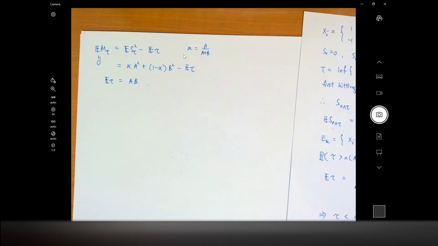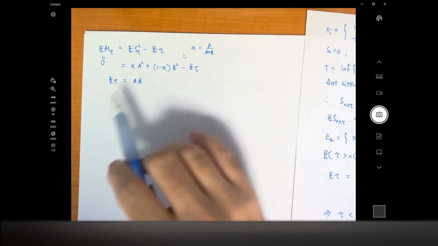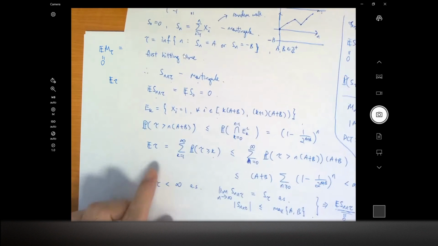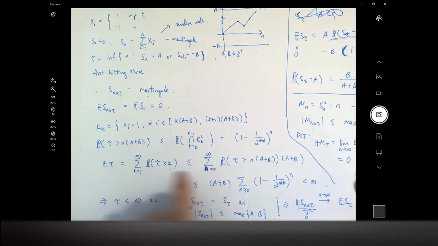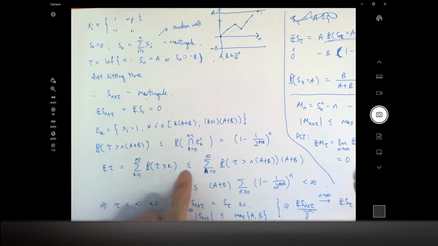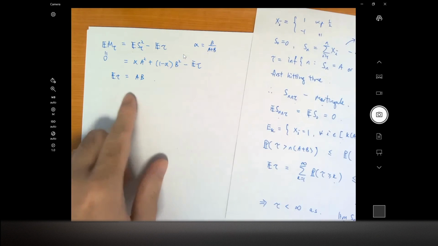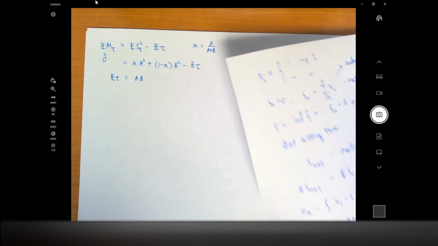In a lot of problems, if you manage to find a suitable martingale, then you will be able to get very nice results without much difficulty. Otherwise, you can see that computing the expectation of tau is not that easy. Here we have to use a probability bound, but this is not even an exact value. To calculate this exactly and directly is not so easy. But using the martingale, you can get the result very nicely. Any questions here?